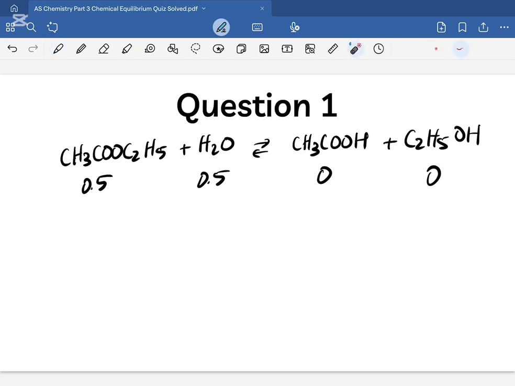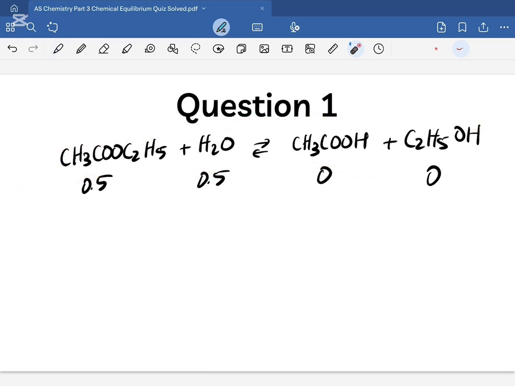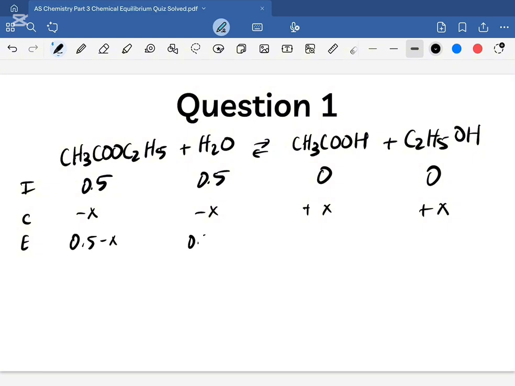Now I'm going to work with the moles and then divide by the volume to get the concentration of all of these species at equilibrium. So first this is ICE. This is going to be minus x, minus x, plus x, and plus x, because these are going to increase. Since there's 0 at the beginning, the reaction is going to shift this way. And at equilibrium, we're going to have 0.5 minus x, 0.5 minus x, x, and x.